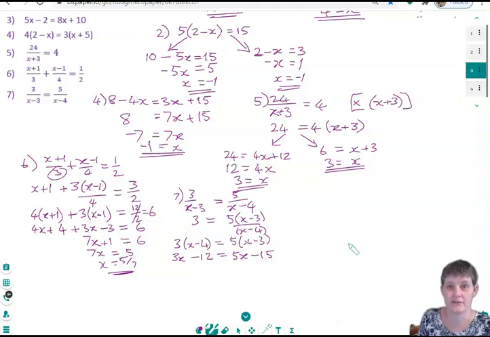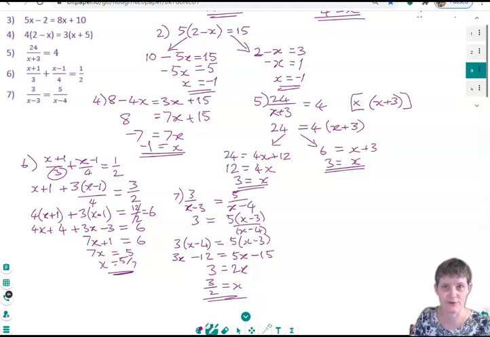Gather all the x's on the side that's got the most x's to begin with, so that's on the right. So we subtract 3x from both sides, and we're left with 2x. And add 15 to both sides. So minus 12 plus 15 gives us 3. Divide by 2 both sides, and you get x is 3 over 2.